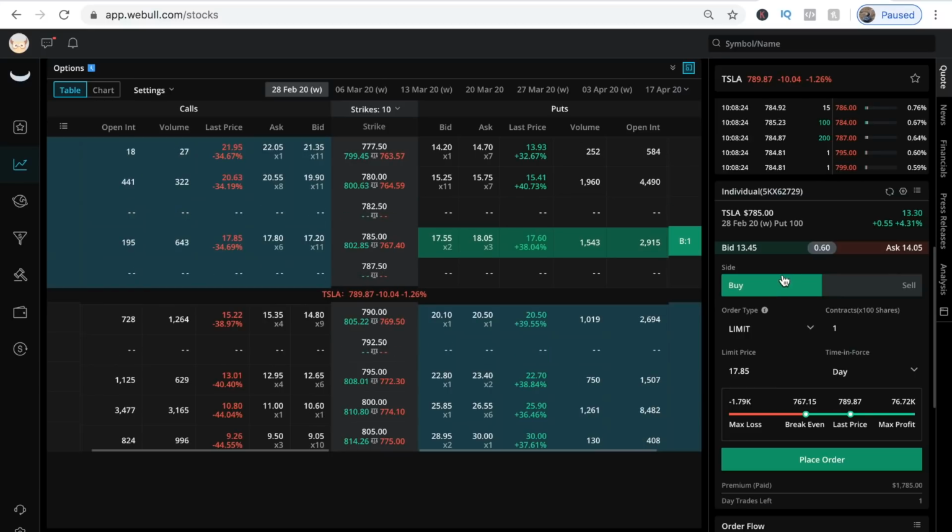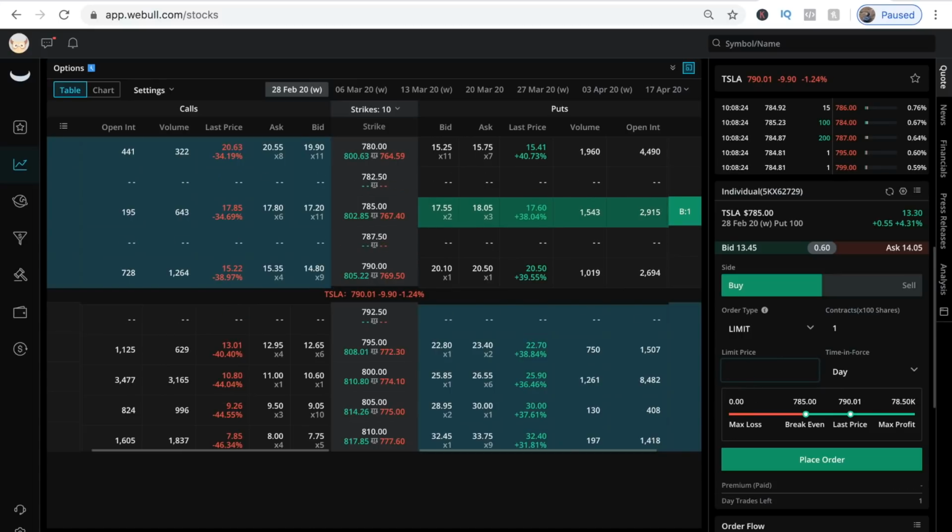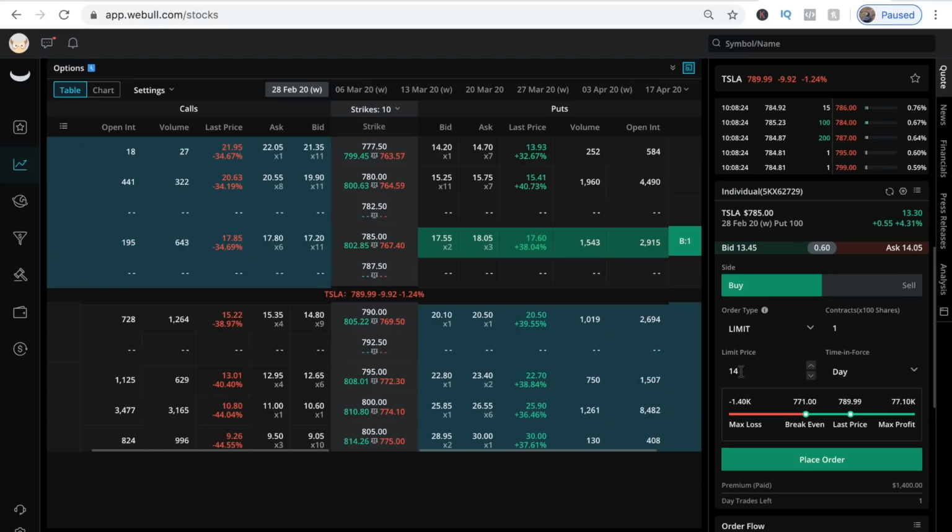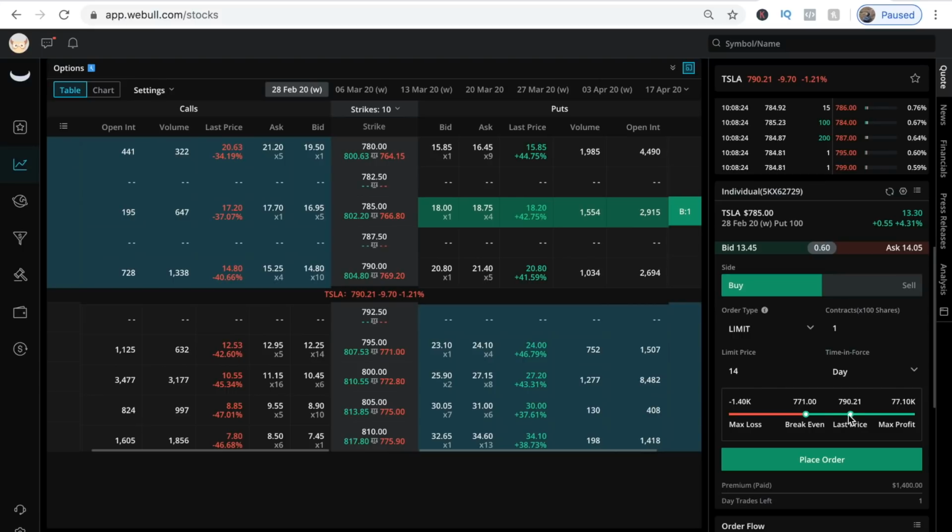But here we go, let's take a look at this specific put option. Right now we can put a limit price here, or let's just say we want to put it at 14 to make it simple. Then it updates right here with the $1,400 total cost, because again, you times this by 100, that's what you're going to be paying out of pocket for these contracts. Then we have a break even at 771. We have where the last price is right now. It tells you your max profit and your max loss, which I think is pretty cool to see.